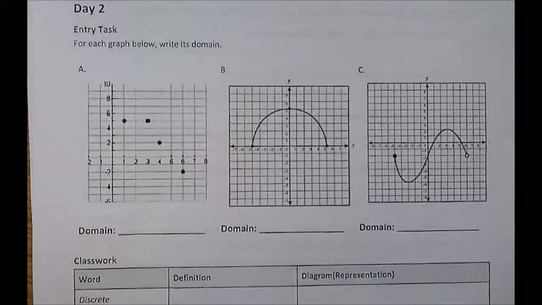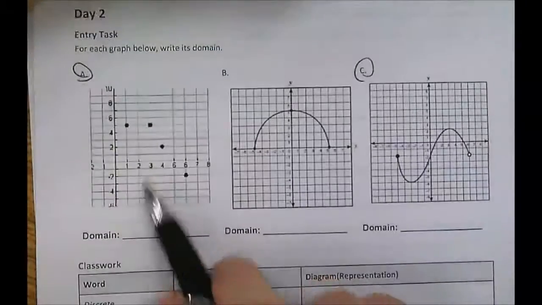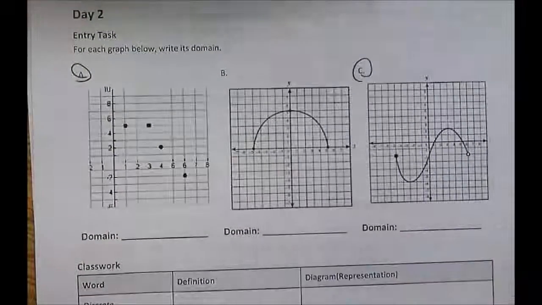Lesson 19 continues on to page 2, or to day 2 on page 7. Once again, day 2, which is on page 7. I'm going to start with the entry task, and I only want to do a couple of these. I'll do A and I'll do C, only because I figure this one's going to be challenging, this one's going to be challenging, and then you can do B as a practice.